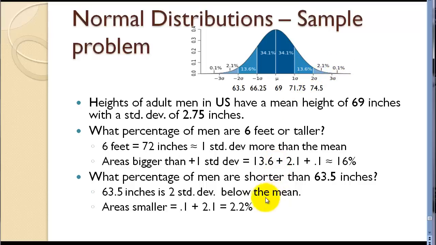If we wanted to know what percentage of men are shorter than about 63.5 inches, that's 2 standard deviations away. So out here, that's about 2.2, or on some tables, these percentages, that would be about 2.5%. So again, we can kind of get an idea of the distribution of our data. So I hope this helps, and good luck with analyzing data.